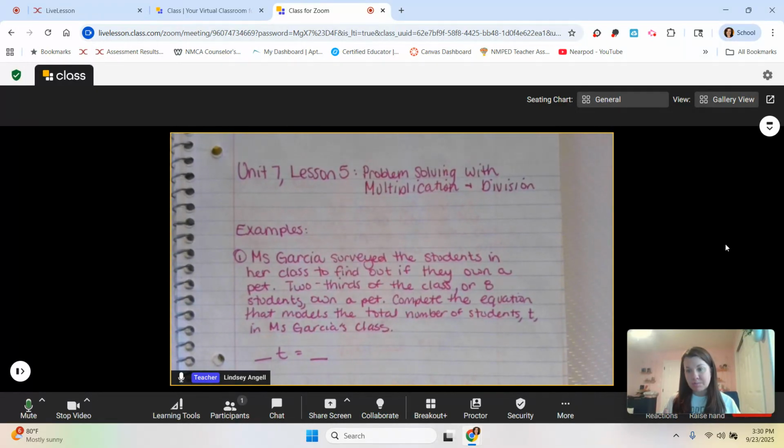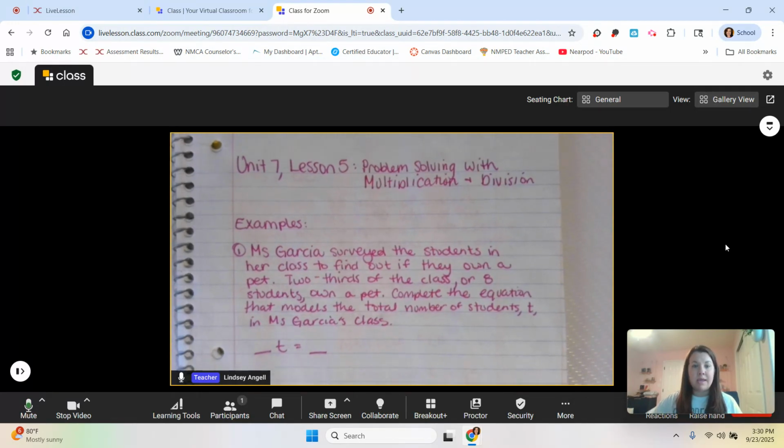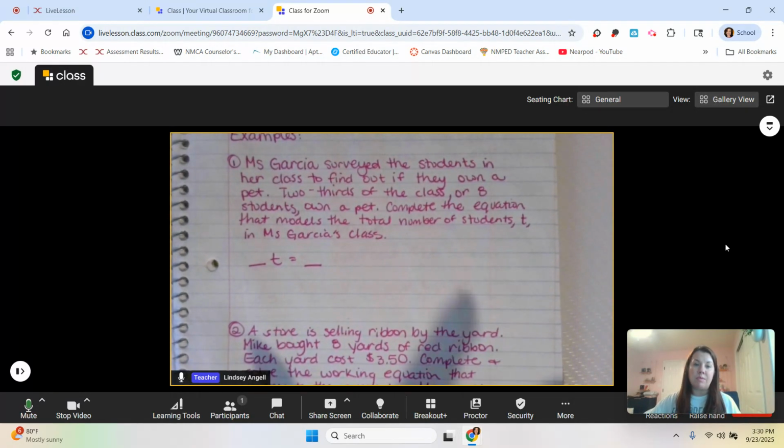So similarly to the problem solving with addition and subtraction, we're setting up equations, solving some of them, but not all of them, okay? But it's really about pulling the information from the word problem to be able to solve, okay? So this first one, this is number 1 from your practice.